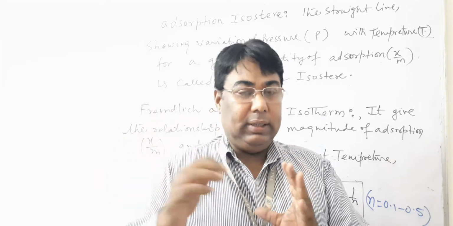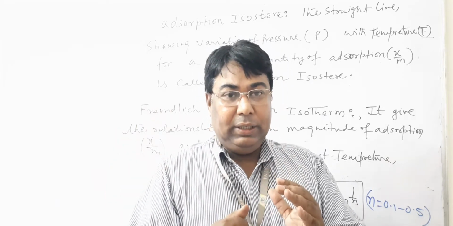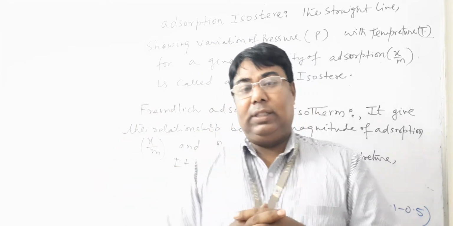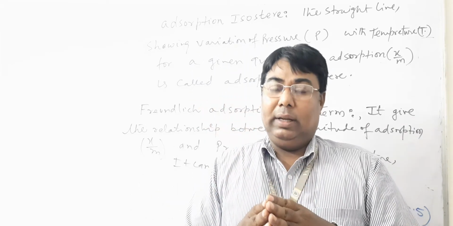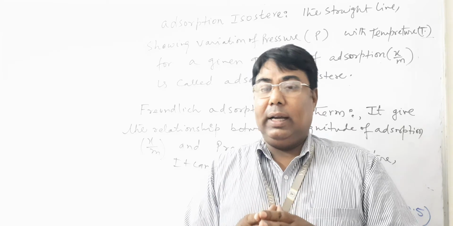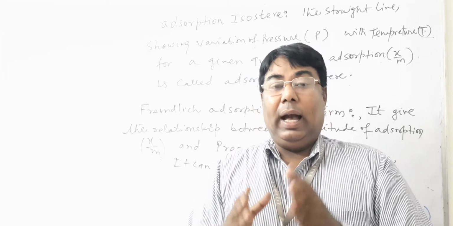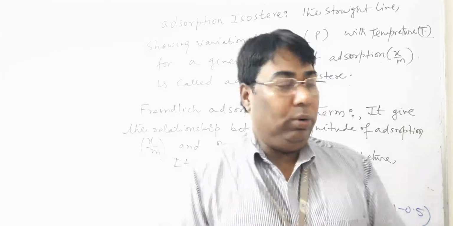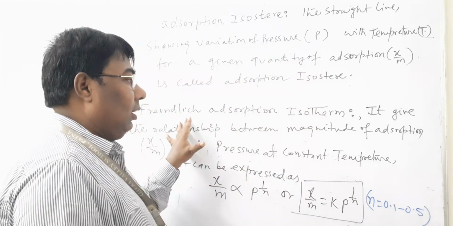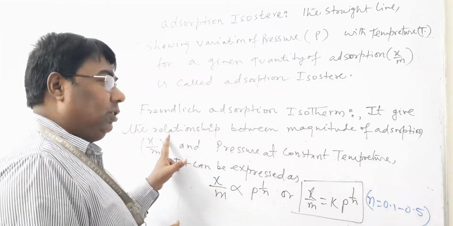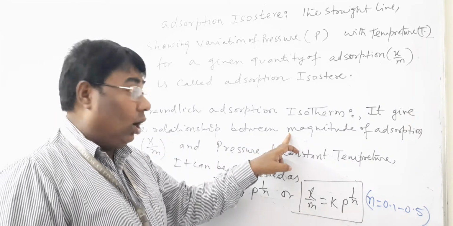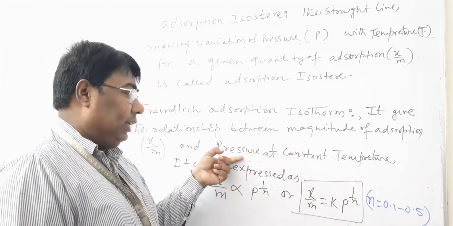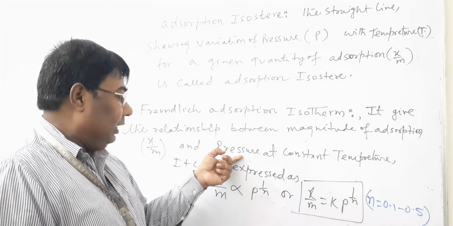a constant temperature. And this relationship was studied by a scientist named Freundlich, and he proposed the Freundlich adsorption isotherm, and it is represented as follows. The Freundlich adsorption isotherm gives the relationship between magnitude or extent of adsorption and pressure at constant temperature.